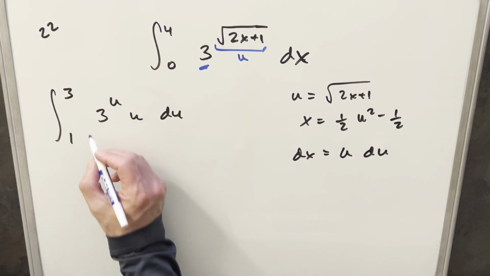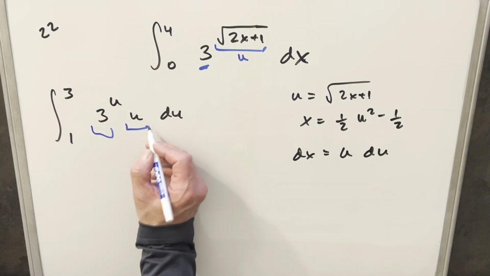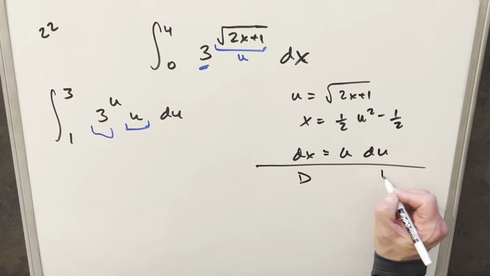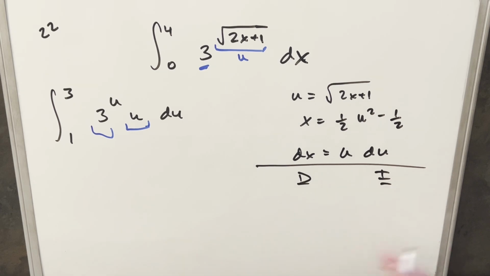But now that we have this broken into two separate functions, I want to use integration by parts. We'll do the DI method over here to the right. First we'll have a column to differentiate and a column to integrate. Let's differentiate u and integrate 3 to the u. Differentiating u is easy: we get 1, and then differentiating again, we get 0.